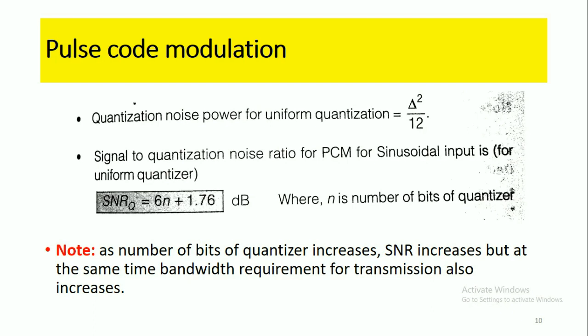Signal to quantization noise ratio for pulse code modulation for sinusoidal input is given as signal to noise ratio equal to 6n plus 1.76 dB, where n is the number of bits of the quantizer. So as the number of bits of the quantizer increases, signal to noise ratio also increases, but at the same time the bandwidth requirement for transmission also increases. So this is about pulse code modulation.